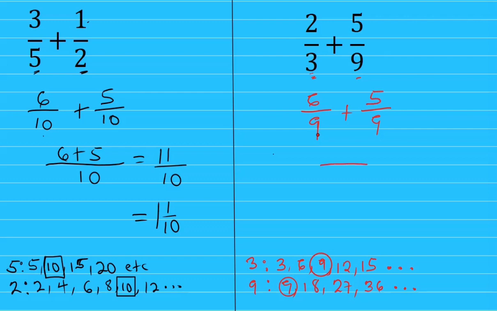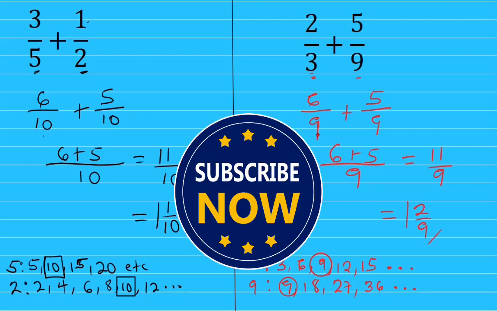So at this stage, they all have the same denominator, so we write it as such. And then we add the numerators: 6 plus 5, which will give us 11 out of 9. Remember, this one too is an improper fraction, so you can decide to write it as the whole number 1 and 2 out of 9.